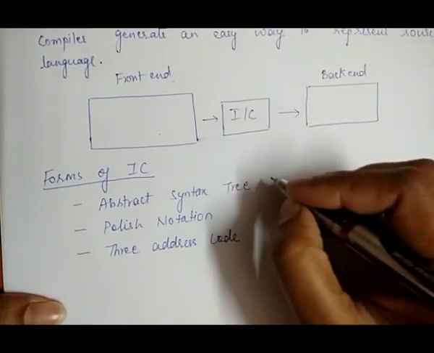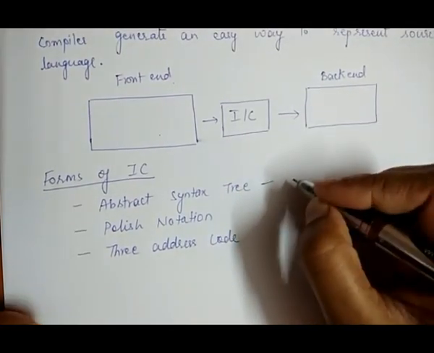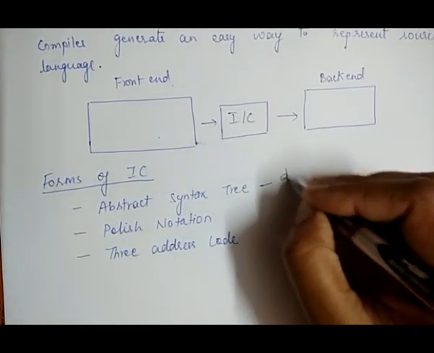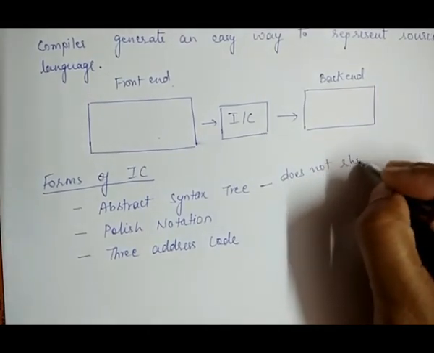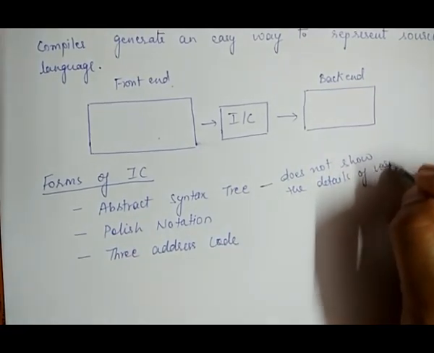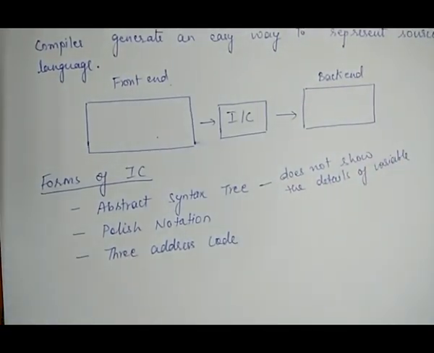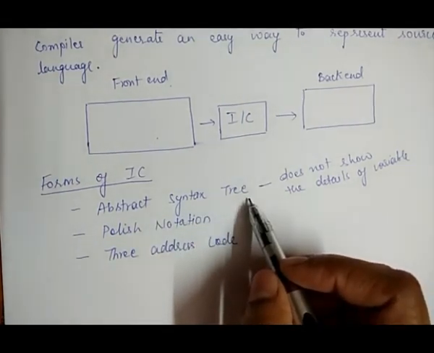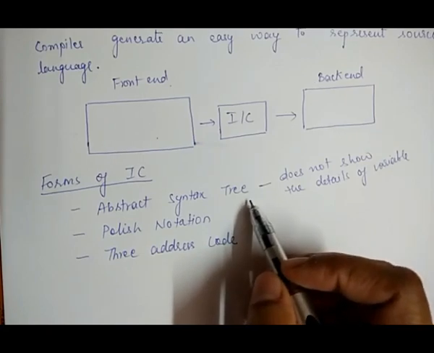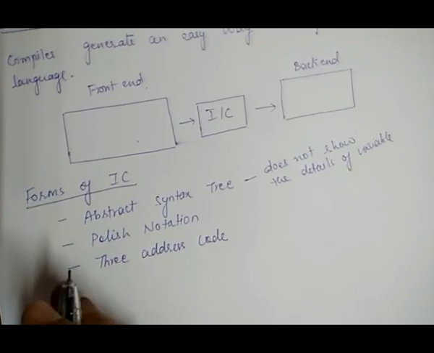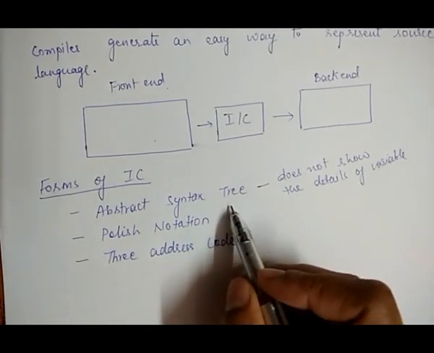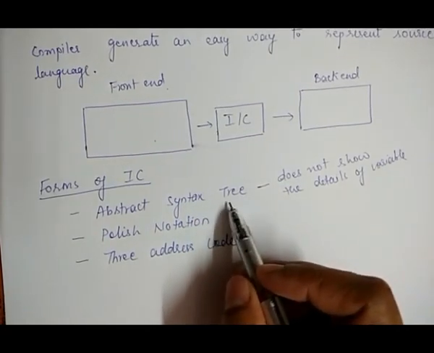An abstract syntax tree does not show the details of a variable. That syntax tree is known as an abstract syntax tree. We already took an example of an expression tree which gives different types of tree, that is parse tree, abstract syntax tree, or DAG. For that topic, you can watch the previous video on types of syntax trees.